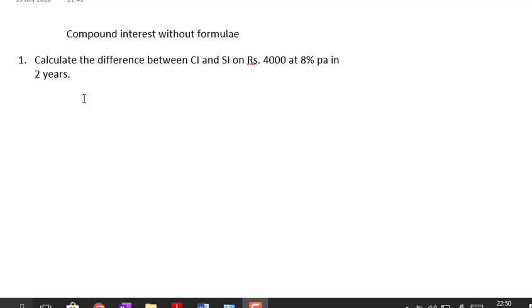First problem is: calculate the difference between compound interest and simple interest on rupees 4,000 at 8% per annum in 2 years. So for 2 years we have to find the difference between compound interest and simple interest. First we solve for simple interest.